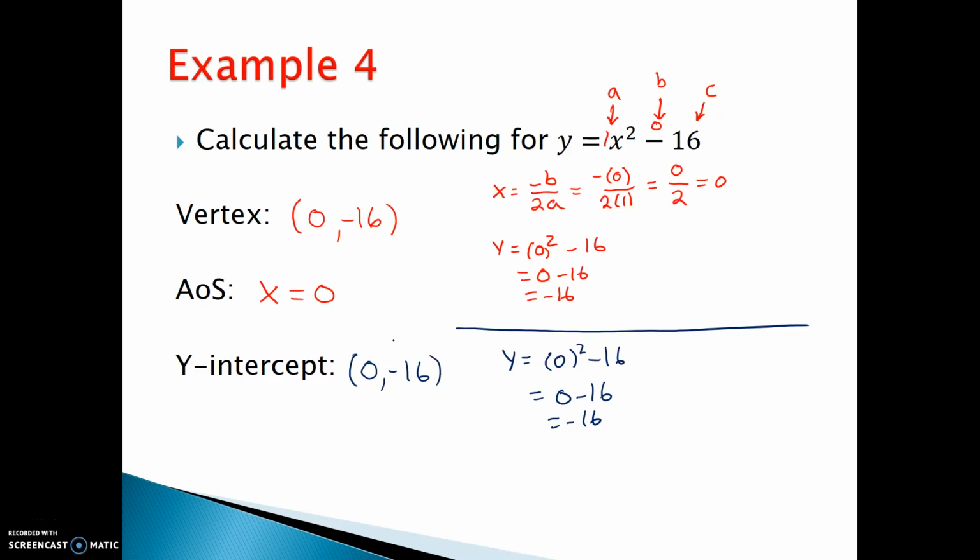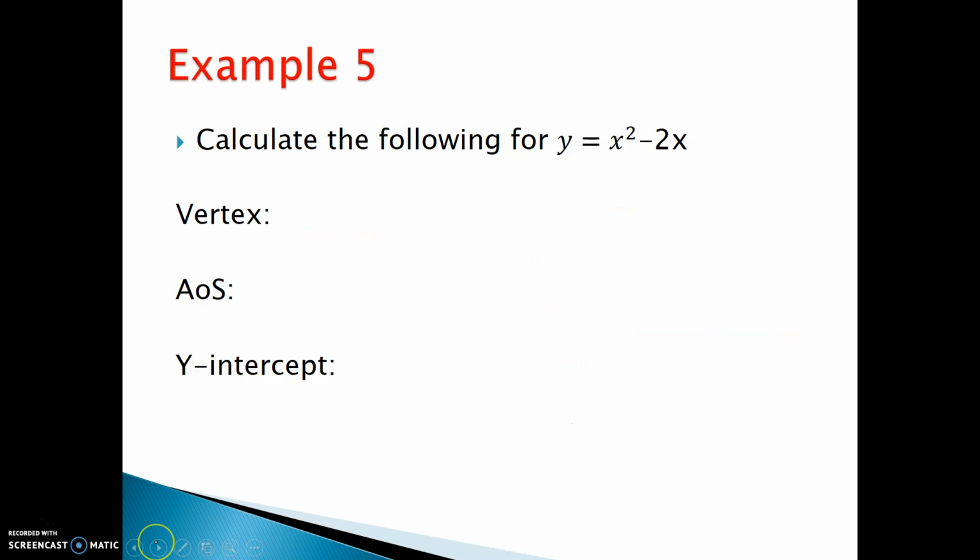All right. So let's move on to the next one. Now again, what is special about this one? Well, this one's missing that last piece, that's C. But let's go through it. My A value is 1. My B value is negative 2. And my C value, it's missing. We can say plus 0 if we want or not. That is my C value.